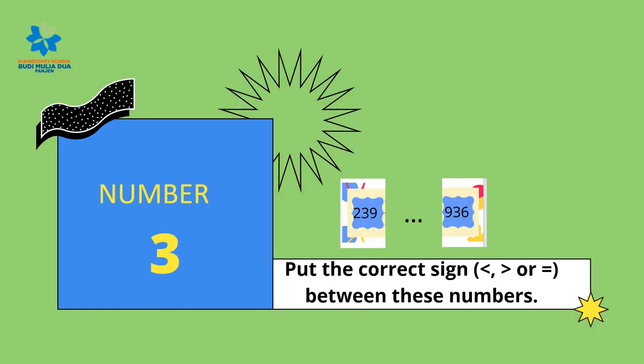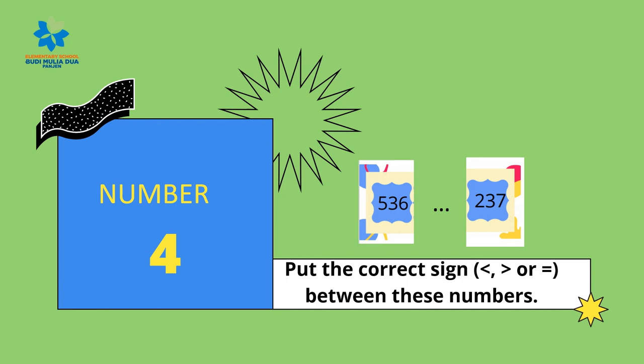Next, number 3, put the correct sign, greater than, less than, or equals to, between these numbers. Berilah tanda kurang dari, lebih dari, atau sama dengan ya, di angka berikut ini. Jangan lupa tempelkan di buku kalian. Finish. Next, number 4. Put the correct sign, less than, greater than, or equal to between these numbers. Seperti nomor 3 ya.